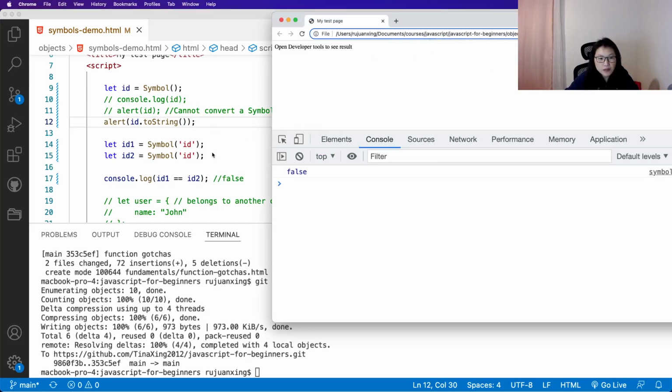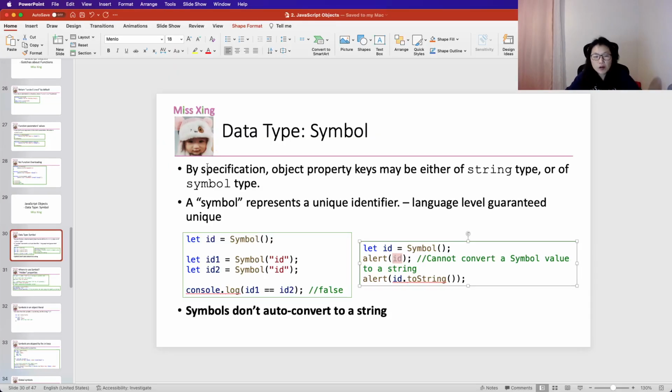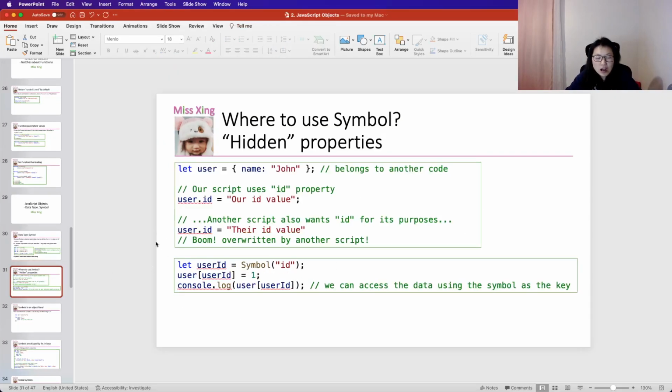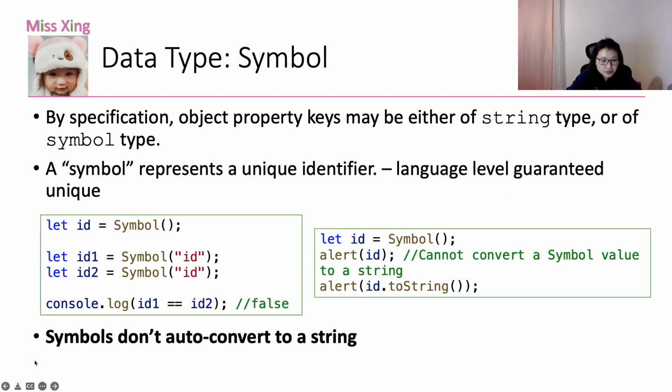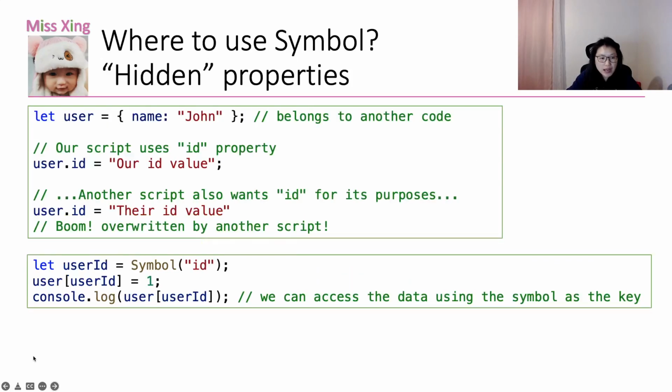So that is the first slide I'm trying to cover about the symbol, what it is. Now, when and where should we use symbols? Why do we have symbols being created? Symbols are also called hidden properties. The reason why we have symbols, in which kind of situation we want to use them, I'll give you a scenario which is displayed in this piece of code.